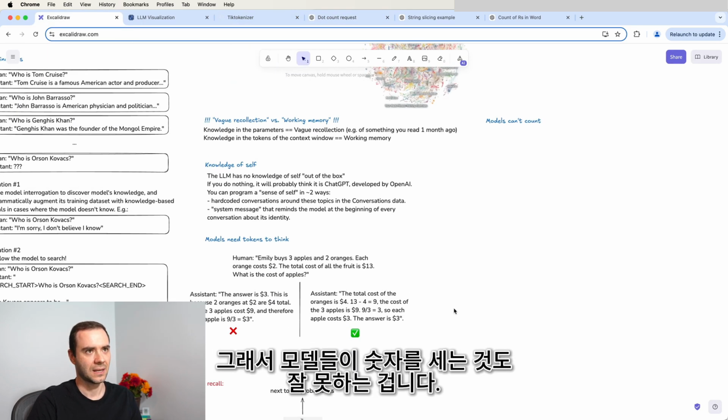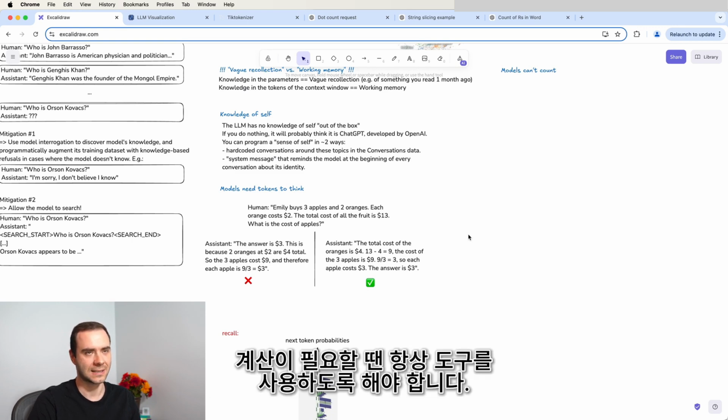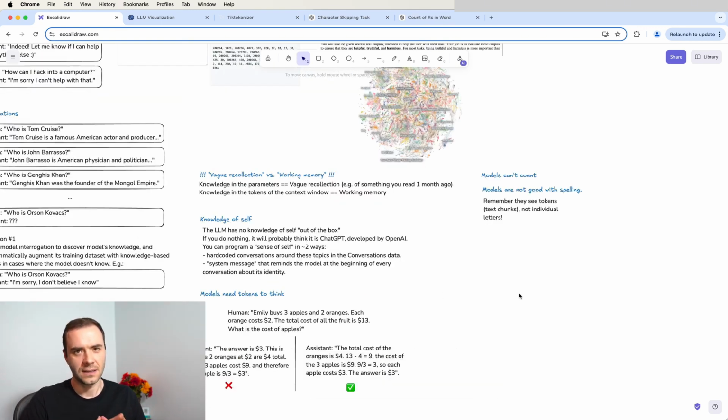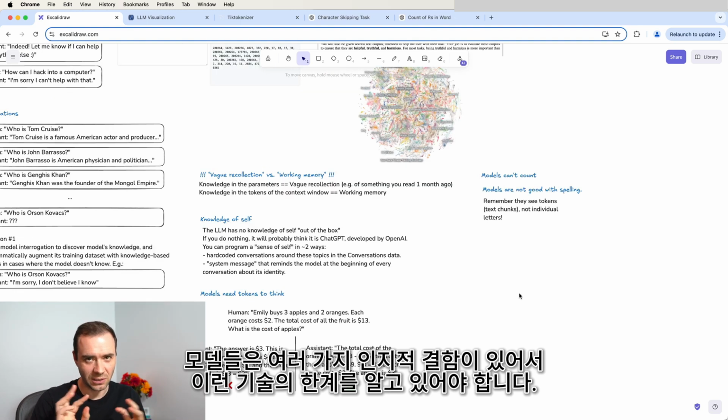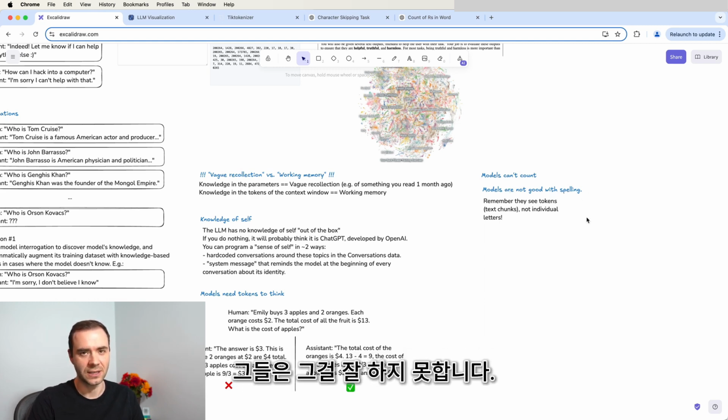That's why the models are not very good at counting. If you need them to do counting tasks, always ask them to lean on a tool. Now, the models also have many other little cognitive deficits here and there, and these are sharp edges of the technology to be aware of over time. As an example, the models are not very good with all kinds of spelling related tasks.